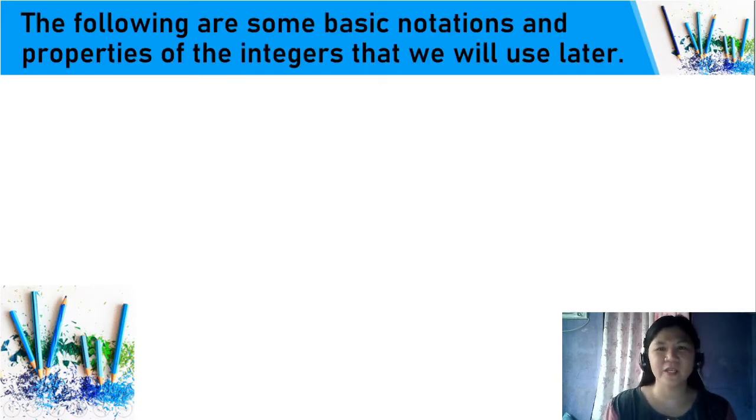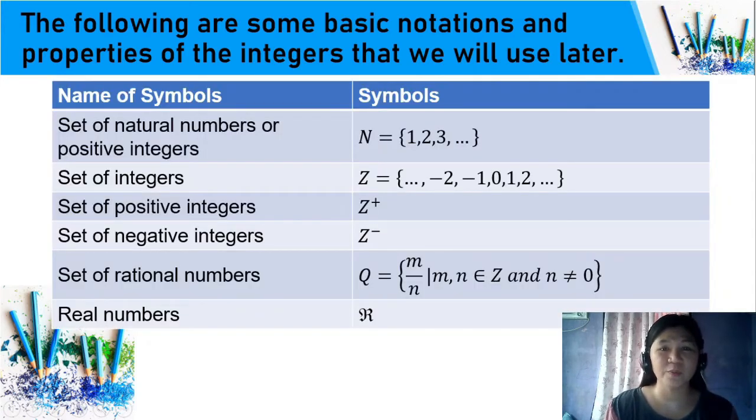The following are some basic notations and properties of the integers that we will use later. For the set of natural numbers or positive integers, we use the capital letter N. For the set of integers, we use a capital letter Z. We use capital letter Z with the superscript plus to denote the set of positive integers, while the superscript minus denotes the set of negative integers. For the set of rational numbers, we use Q. If it's positive, it's Q plus, and if it's negative, it's Q minus. And then we use the Roman letter R to denote the real numbers.